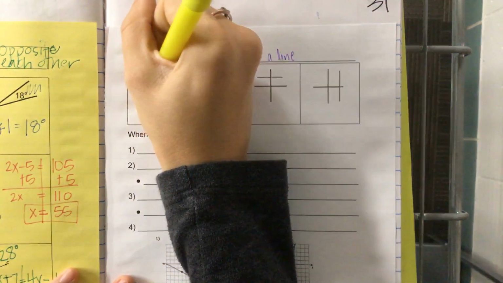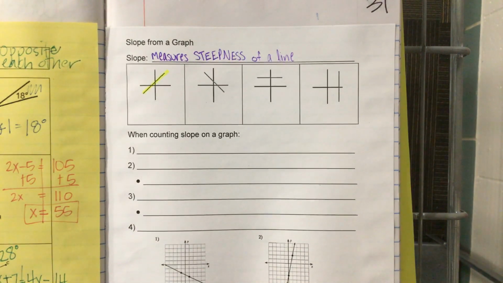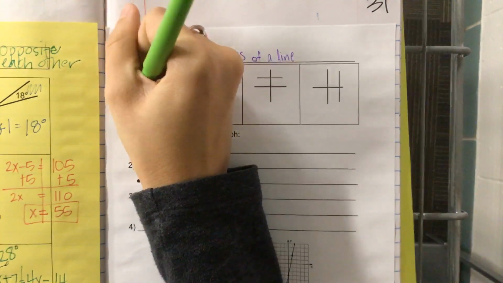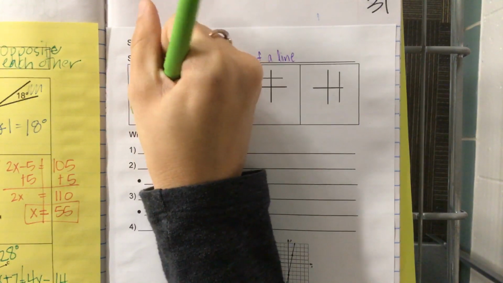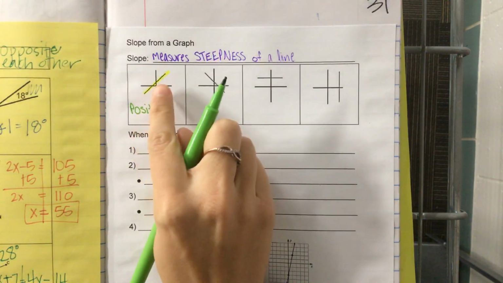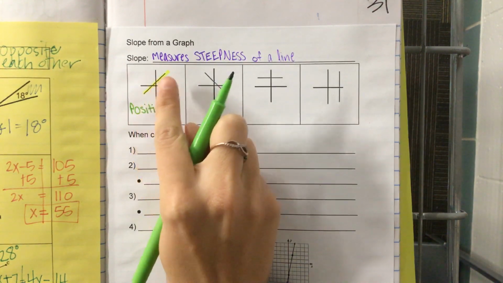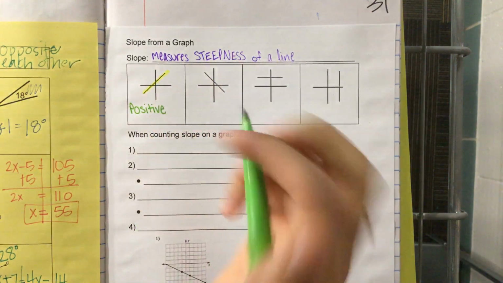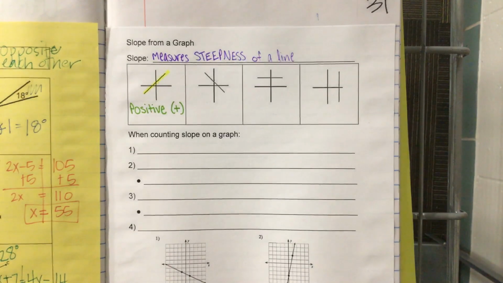So if you have a line that looks like this, this is called positive slope. If you were to ride your bike from left to right, you would be going uphill. You would be going up the hill. As the line goes from left to right, it moves up. Positive slope.